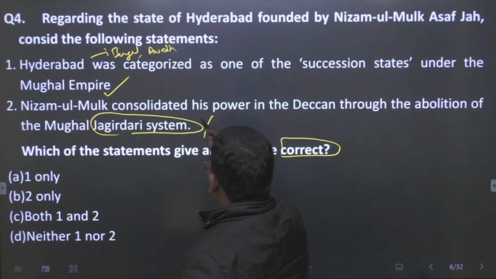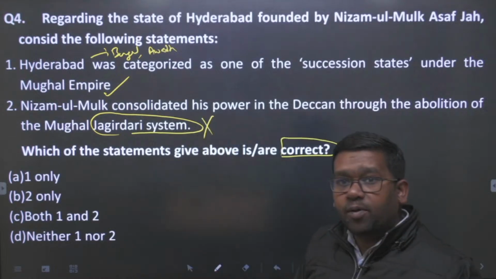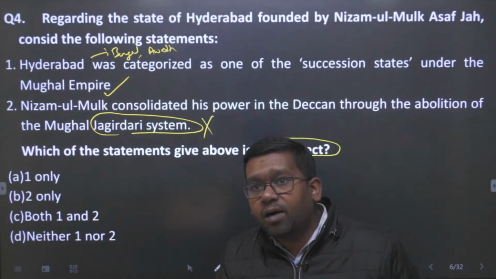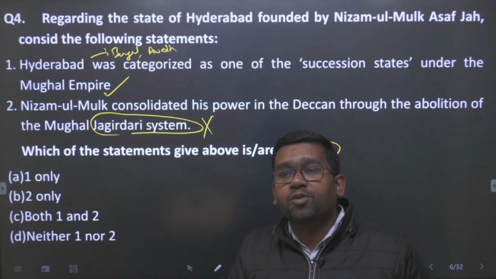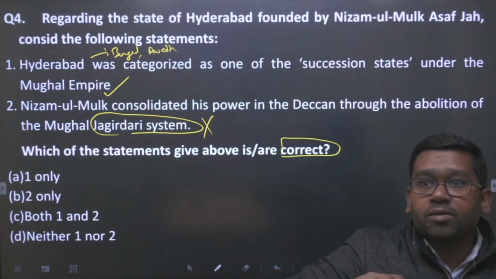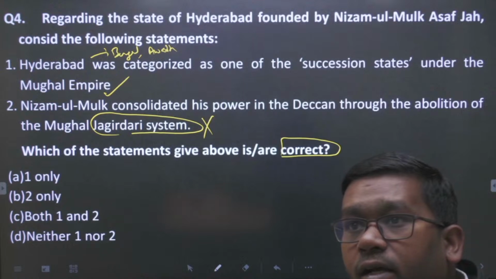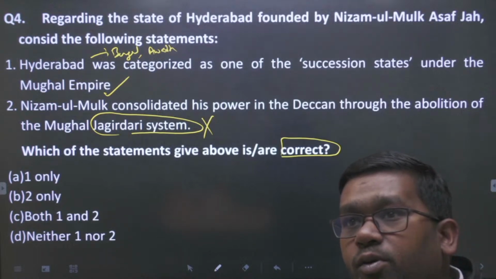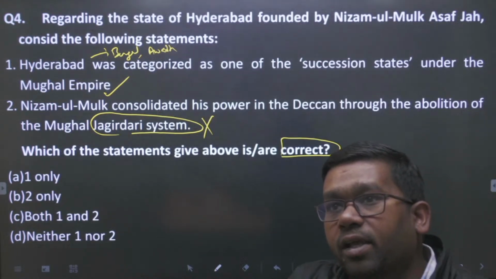The Jagirdars were subordinated by Nizam al-Mulk. They were asked to respect the Nizam. So this statement is true. Both of the statements in this question are true. Please have a look at this topic. All right.